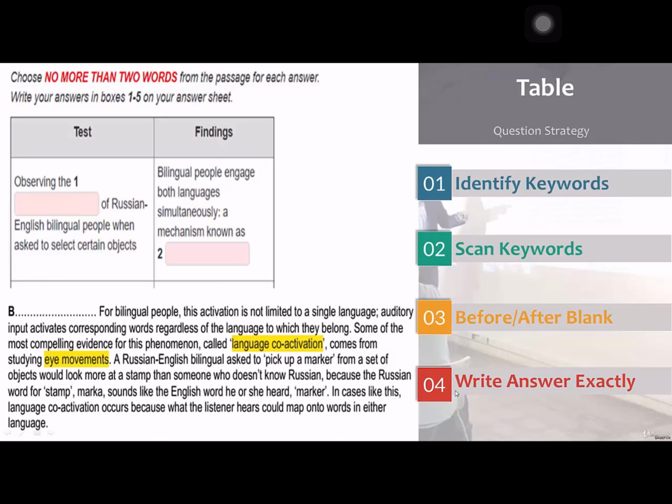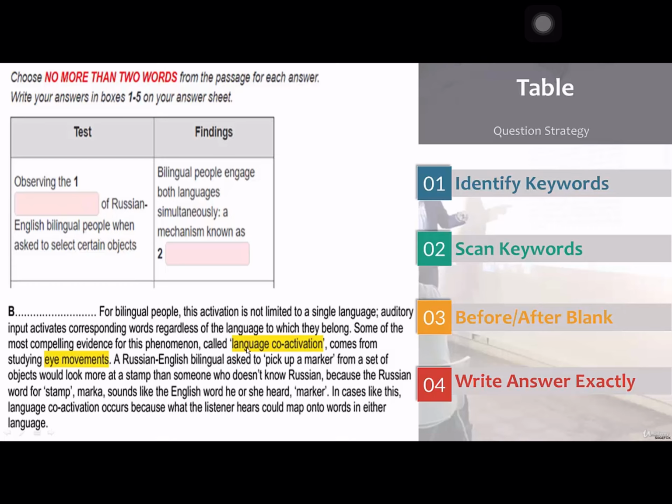Right? So when we're looking at it, okay, so it says for bilingual people, I'm reading right here in paragraph B. For bilingual people, this activation is not limited to a single language. Auditory input activates corresponding words regardless of the language to which they belong. Some of the most compelling evidence for this phenomenon, called language coactivation, comes from studying eye movements. So here's an example of what I was talking about, right? Where numbers 1 and 2 are reversed.